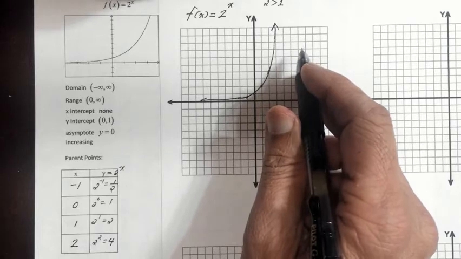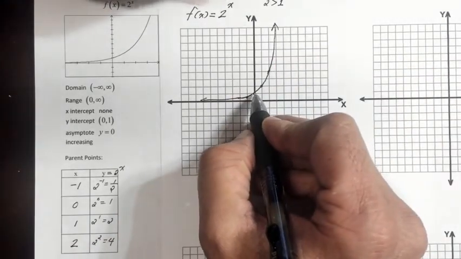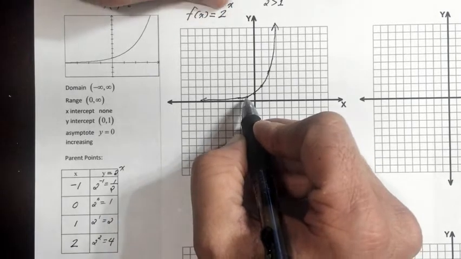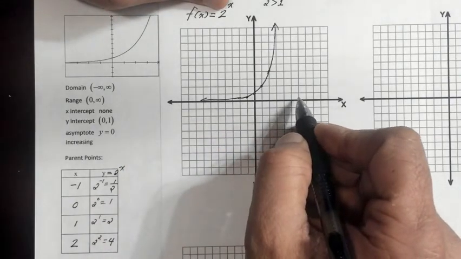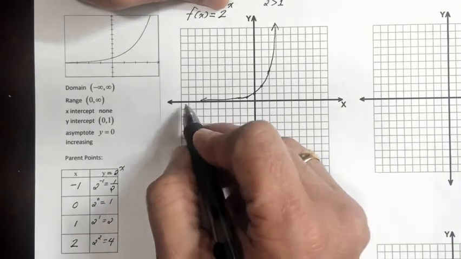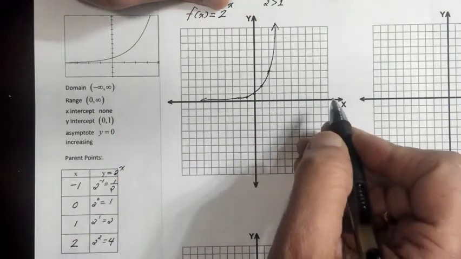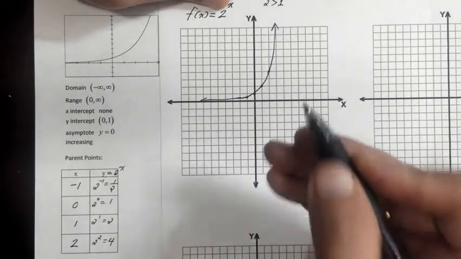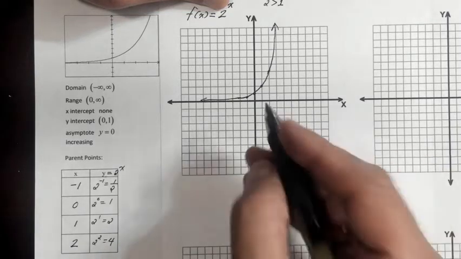A couple of things you need to understand. This is an increasing function, and this has a y-intercept. This has no x-intercept. The function approaches this line, which is actually the x-axis, as x takes smaller and smaller values. So basically the x-axis is the horizontal asymptote. It doesn't have a vertical asymptote, it just has a horizontal asymptote, and that is y equal to 0.